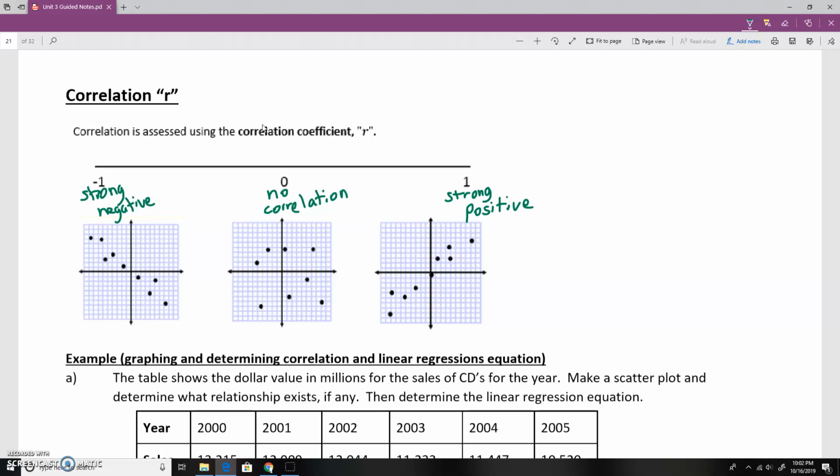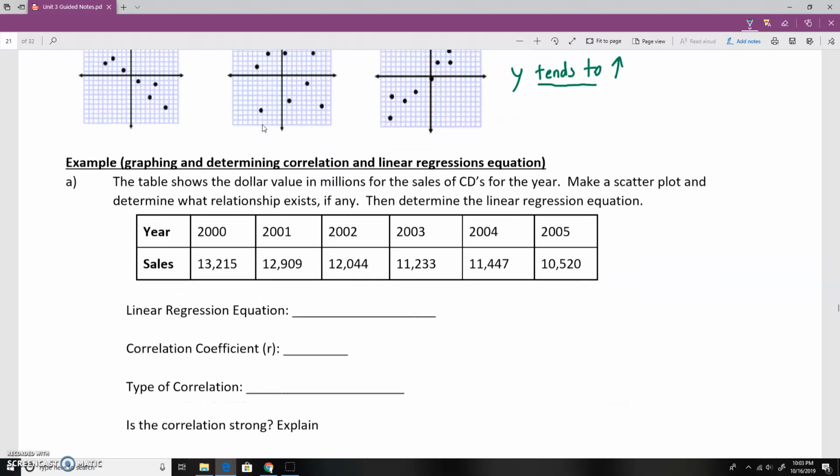Now, when we're looking at these correlations, let's say we have a positive correlation. Well, with a positive correlation, we can say as X increases, Y tends to increase. Okay? We don't say Y definitely increases, we say Y tends to, because being that it's an estimate with the linear regression, we don't use the word that it definitely increases, we use the word that it tends to.